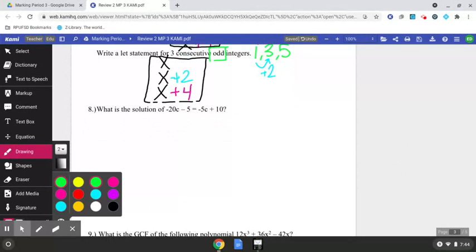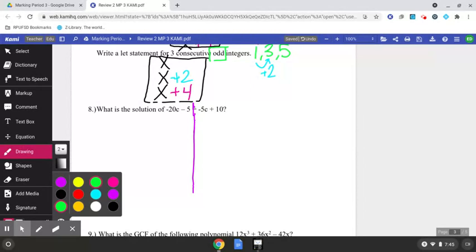Okay, number 8 is just a solving an equation question. So we're going to draw our line down the equal sign. And we are going to get our variable on one side and our numbers on the other. So if I'm looking at this, I want to take that negative 20c and I want to combine it with my negative 5c. And again, there's many ways to do this first step. As long as you follow through, it's fine.